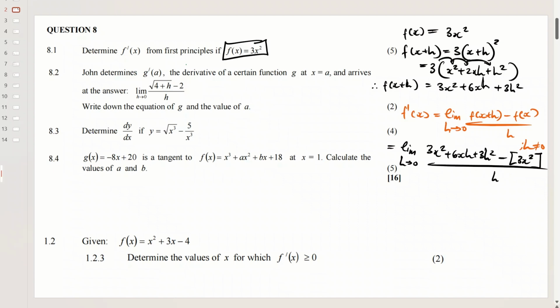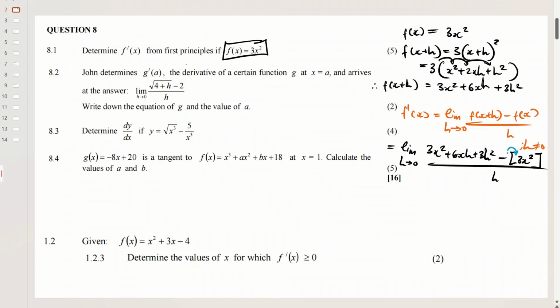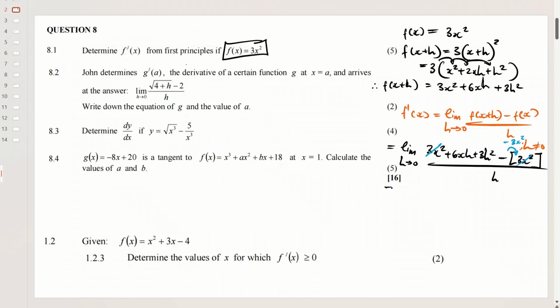So you know that we don't like wasting time. So what you have to do is to distribute the negative inside, negative 3x squared. This tells you now the 3x squared and the negative 3x squared, they are going to cancel. So now what you have there is the limit as h approaches 0 of the remaining part, which is the 6xh plus 3h squared.